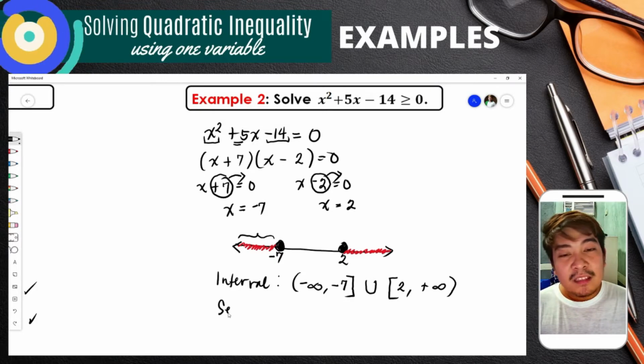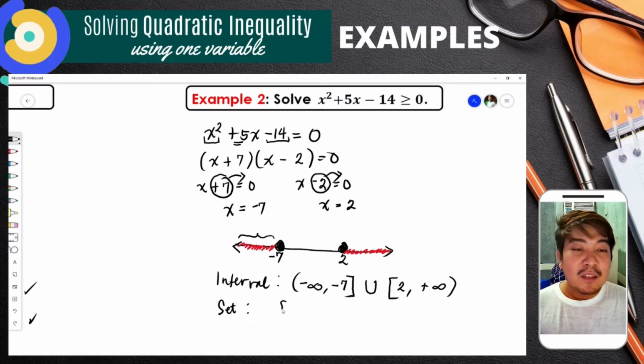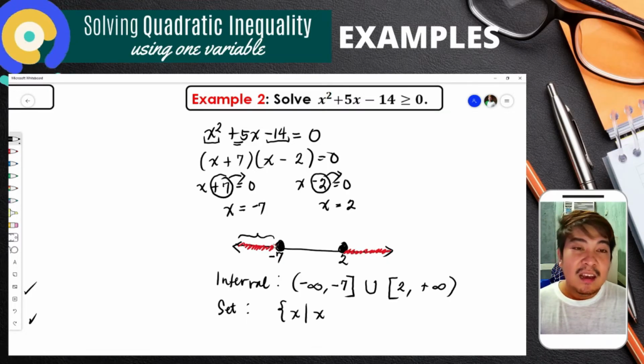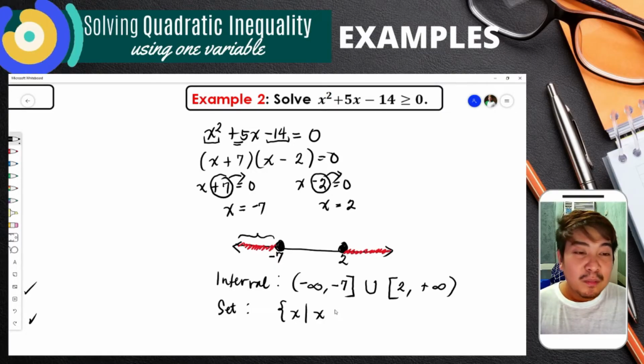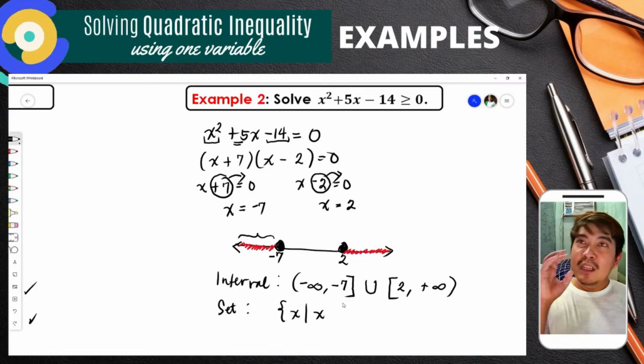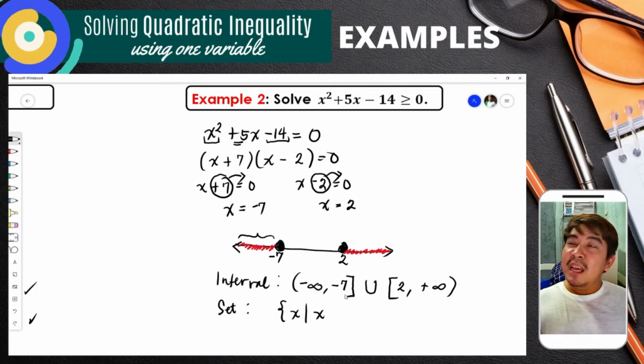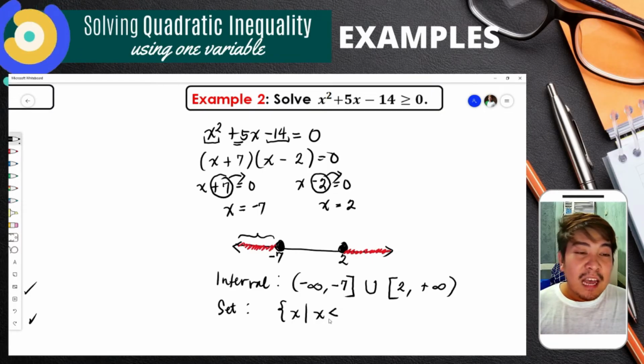So next, how about the set builder notation? That will be the set of all x such that x is, how do we describe this? So that will be the values negative 7, including negative 7, negative 8, negative 9, negative 10, going down. So that will be the values less than or equal to negative 7, or... The union, we will be translating that to or.